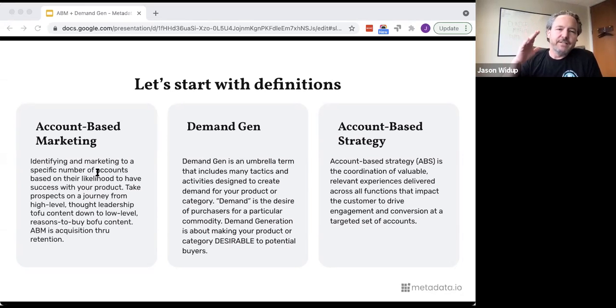Now, the more generally accepted definition of demand generation is a higher volume play. You maybe use it more when you've got a lower ASP, maybe in PLG, where you're using primarily demand gen activities. So for the purposes of this conversation, we're going to call demand gen our volume, lead-based play through a funnel, and we're going to call ABM that account-based, higher quality, lower numbers of accounts that we're addressing and taking through a full funnel.